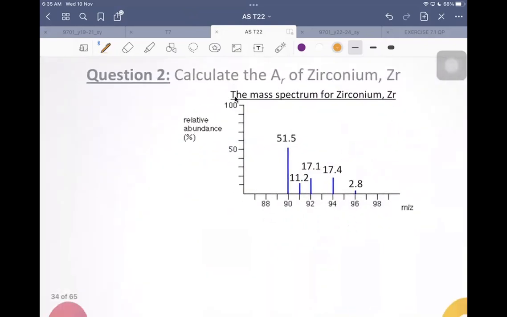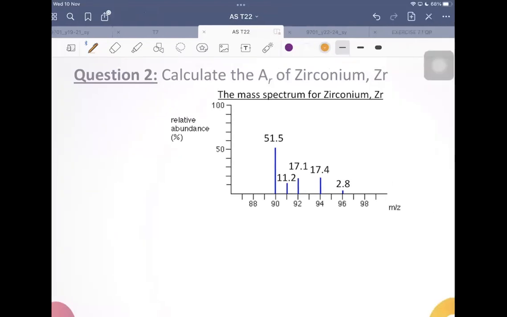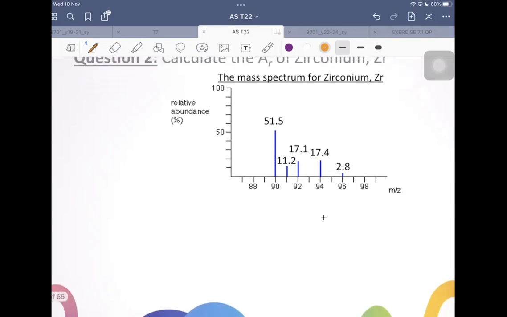What if this time you are given the mass spectrum of zirconium, Zr? So zirconium, let me have a look at it. Where is zirconium? Okay, zirconium is in group 4 of your transition metals. It has an atomic number of 40 and the relative atomic mass is 91.2. So zirconium has 1, 2, 3, 4, 5 isotopes: zirconium 90, zirconium 91, zirconium 92, zirconium 94, and zirconium 96.